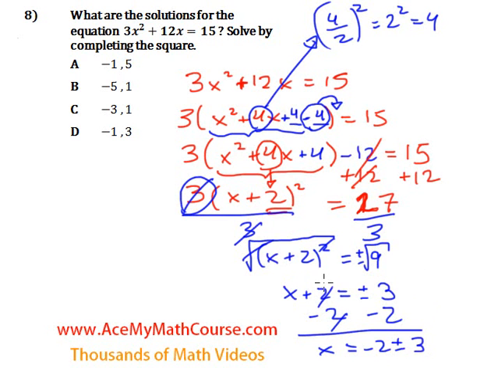So we have two answers. Negative 2 plus 3, which is 1, and negative 2 minus 3, which is negative 5. That's it. So the answer is B.